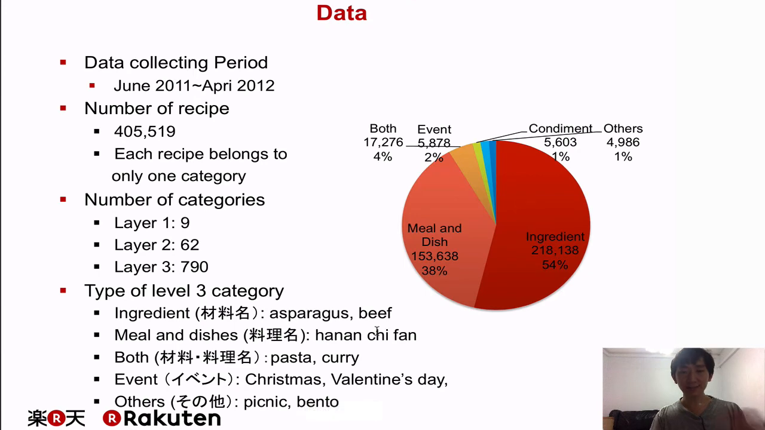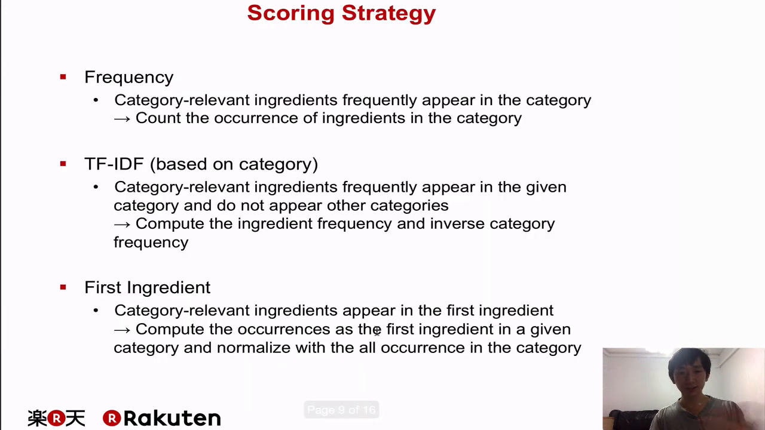Here's the data that she's used to test, and here's the scoring strategy. Comparing the first ingredient, which is the strategy she's proposing, versus two other common strategies. Frequency: you literally count the number of times prawn appears, and if prawn appears very often, it's a high frequency item. TF-IDF improves on that, so we are not just concerned about the frequency of the item.